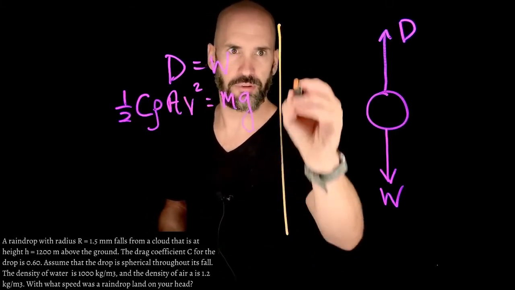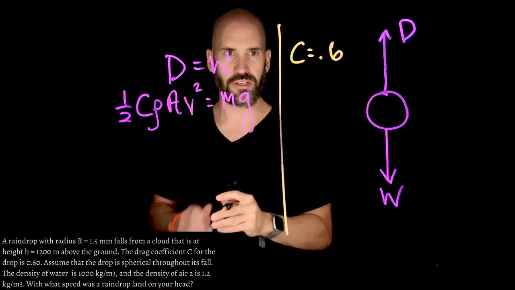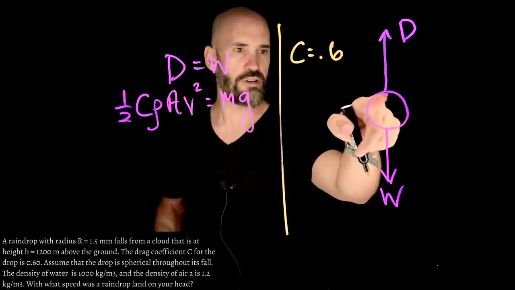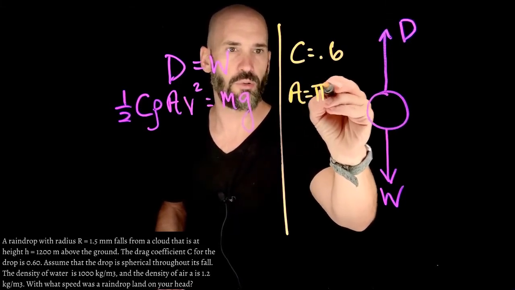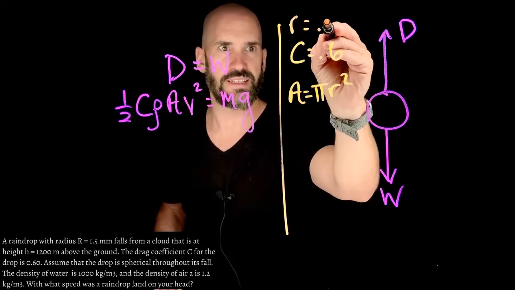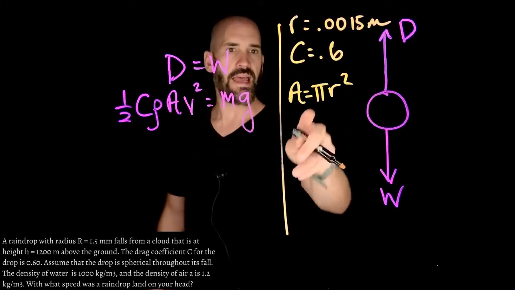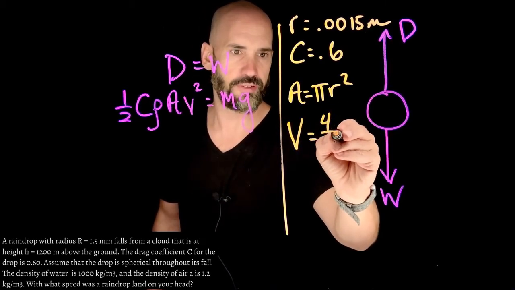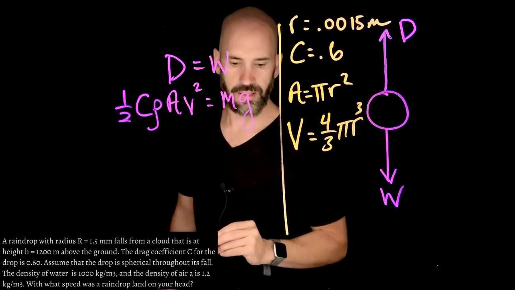and this was my promise to you that I would give you all these values, the drag coefficient is 0.6 for this relationship between raindrop and air. And I'm assuming that this raindrop is spherical, which means that its cross-sectional area will be pi r squared. And again, r is 1.5 millimeters, which is 0.0015 meters. And if this is spherical, then the volume of it is 4/3 pi r cubed. And you're going to see that that's actually important.